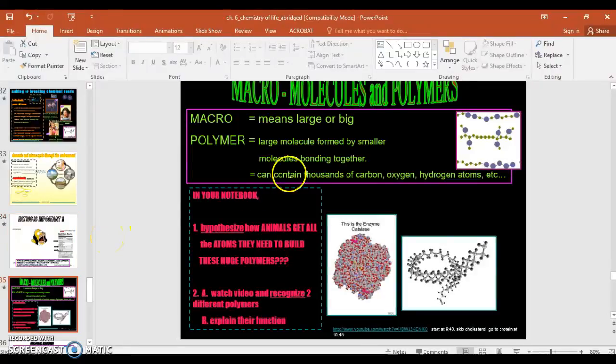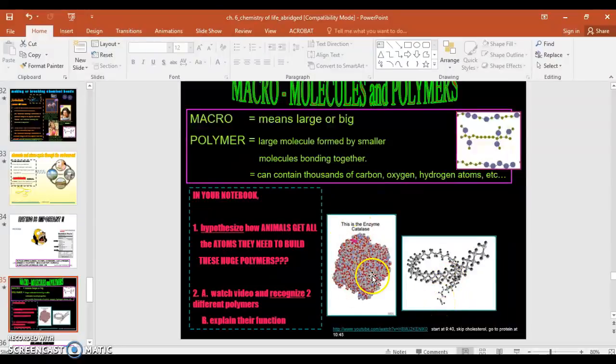Here we have a new word. It's a word that we use to describe large molecules. Large molecules are called polymers. And polymers are large molecules formed by smaller molecules that have bonded together. So if you could bond a lot of smaller molecules together, it forms a general structure. These are examples. Here's a really long visual chain of a lot of smaller molecules bonding together.